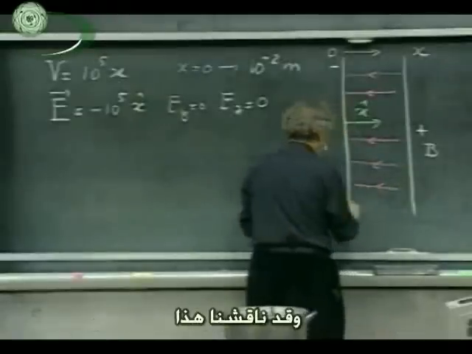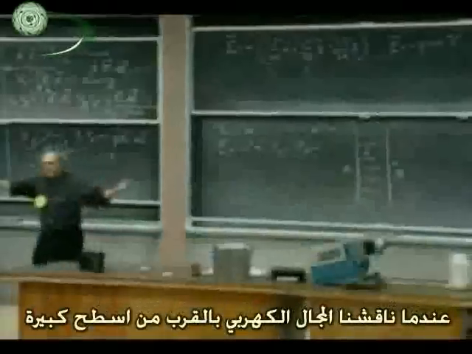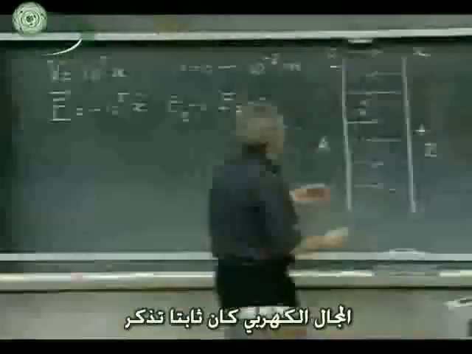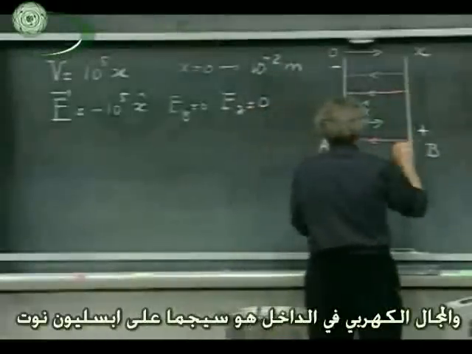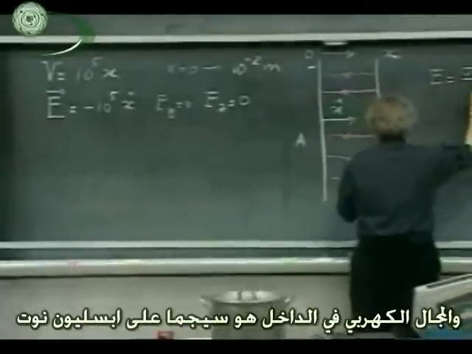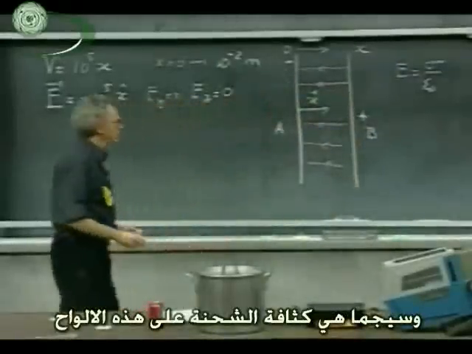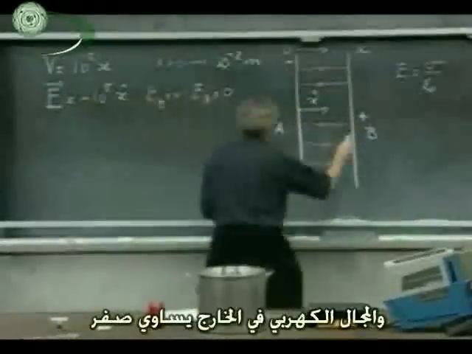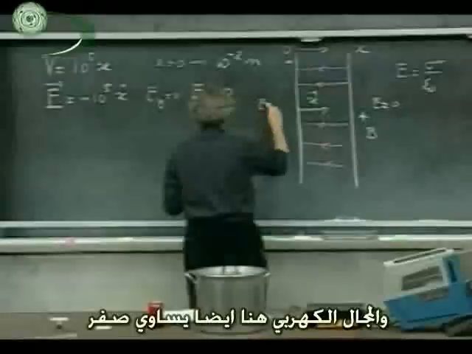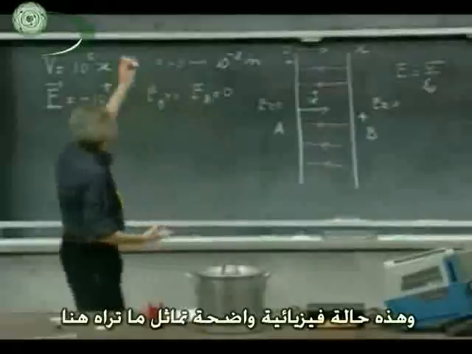We discussed that when we discussed the electric field near very large planes, that the electric field inside was a constant, remember? And the electric field inside was sigma divided by epsilon 0, if sigma is the surface charge density on each of these plates. And we argued that the electric field outside was about 0, and that the electric field outside here was about 0. So it's extremely physical. This is exactly what you see here.